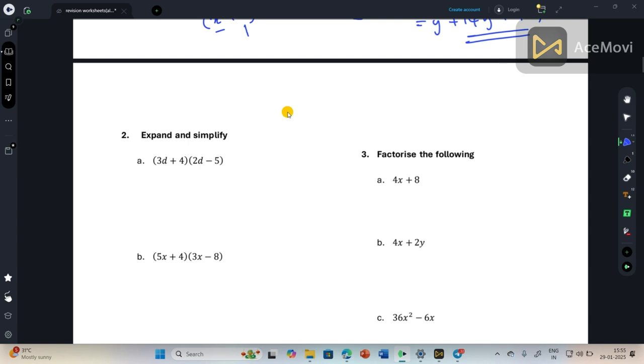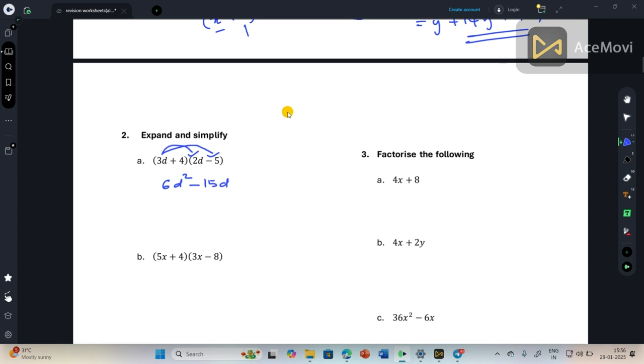So this is the first question: (3d + 4) times (2d − 5). We can just do it like this: 3d times 2d. What is 3 times 2? We know that is 6, and it is d times d, d times d is d square. Then next one, 3d times minus 5. It's only one minus, so it's minus 3d times 5. So we can just multiply the number. 3 times 5 is 15, and 1d, so the first portion is okay.